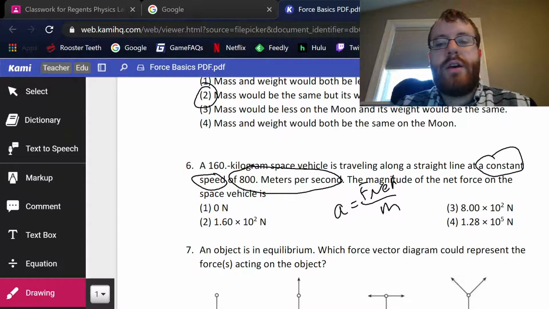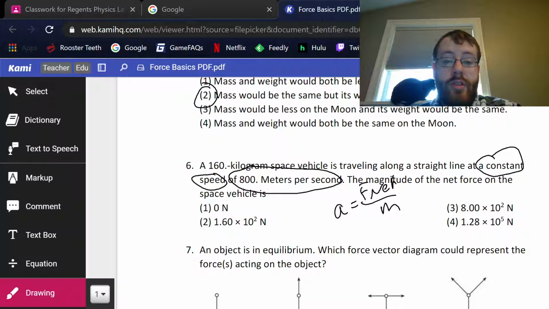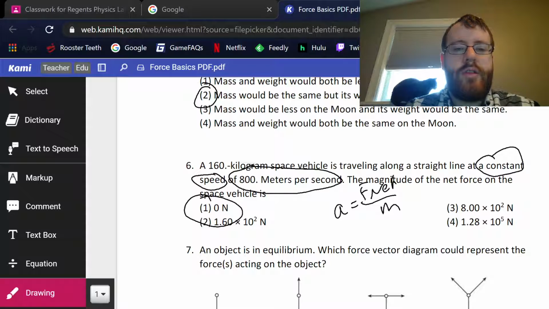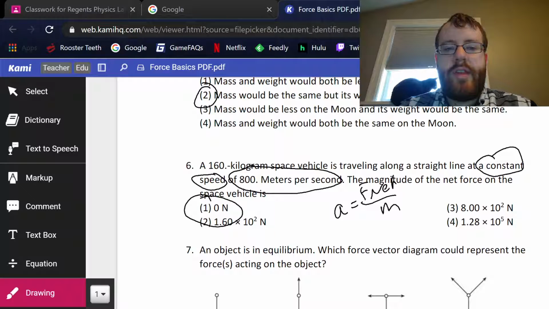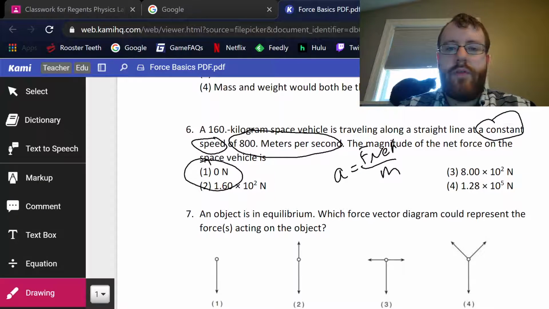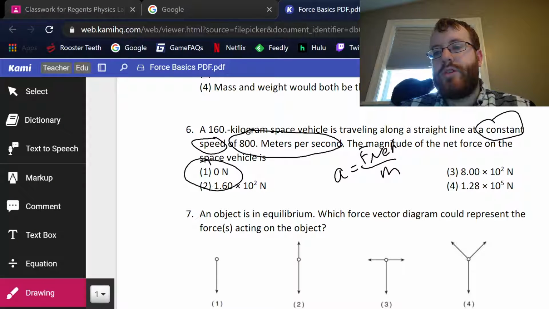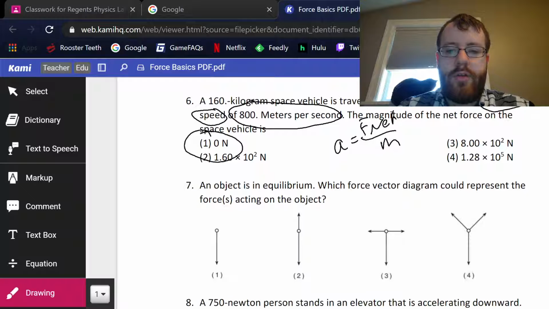And you should know, anytime you see constant speed, that means we're at equilibrium. My forces cancel each other out. So with the forces canceling each other out, we have no net force over here. So it's choice 1. It seems like a tough question or a question where we have to do math, but once you see constant speed in a force question, you should know the force is 0.